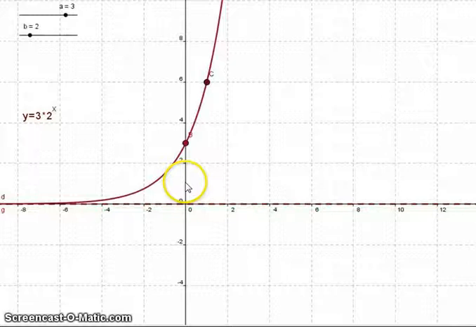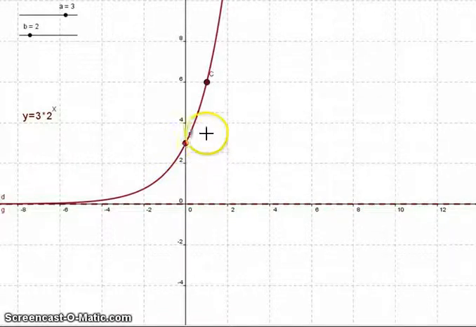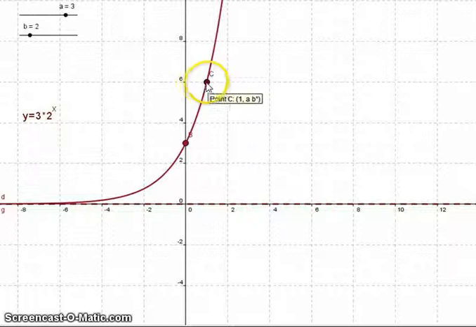The point that I used to have right here at 0, 1 is now going to be 3 times higher, so right there at 0, 3. The point that I used to have right here at 1, 2, now that's 3 times higher, so now that's at 1, 6.